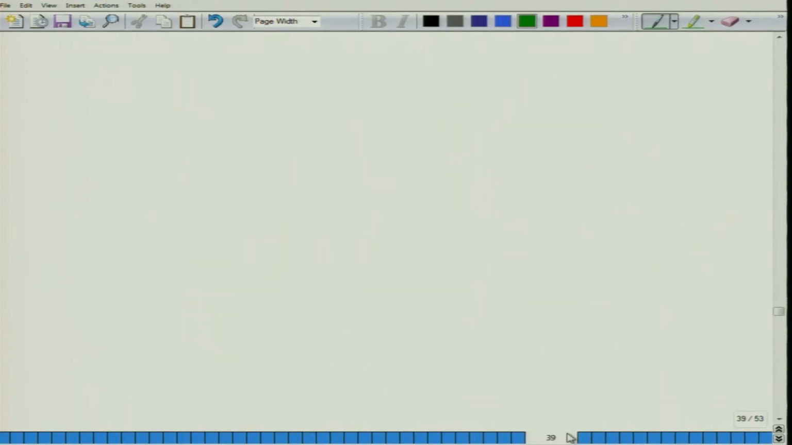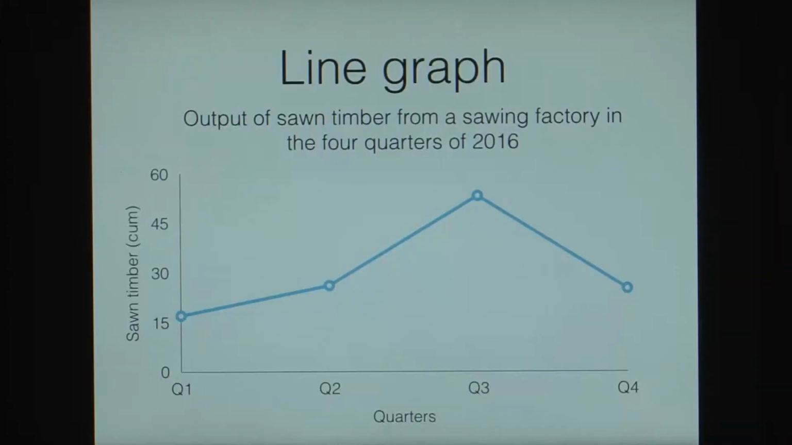Another graph that we routinely use is a line graph. So, in this example on the screen you can see a line graph that represents the output of sawn timber from a sawing factory in the 4 quarters of 2016. Now, in all the cases we are not required to make bars on the graphs, but we can always take a central value and then join them together by straight lines to make a line graph. So, as we can see in this graph, the output increases from quarter 1 to quarter 2, then increases again from quarter 2 to quarter 3 reaching a maximum and then falls from quarter 3 to quarter 4. So, this is a line graph.